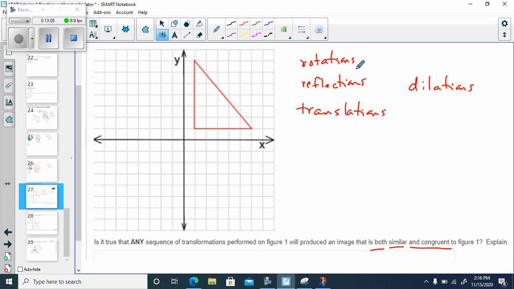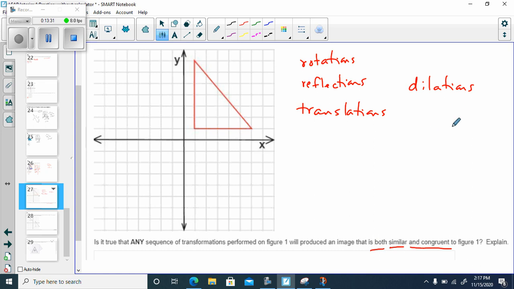Well, if you did rotation, you'd get congruent and similar. Similar in that their scale factor would be 1, so they'd be congruent. Reflections would give me figures that are similar with a scale factor of 1 and congruent. Translations would give me a figure that's the same size and shape, similar with a scale factor of 1 and congruent. But how about a dilation?